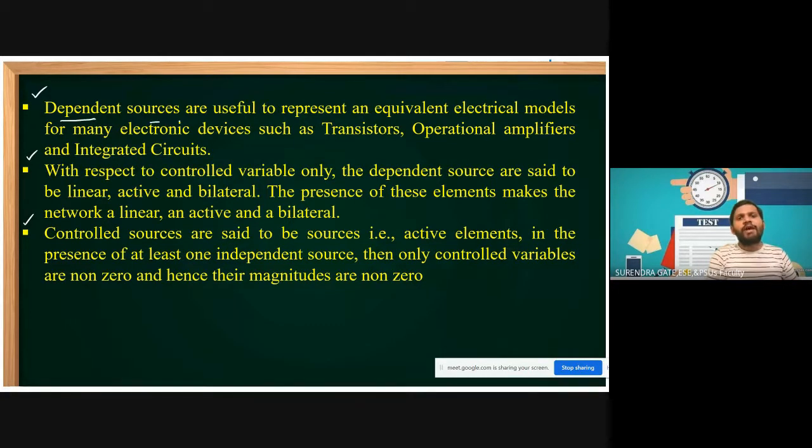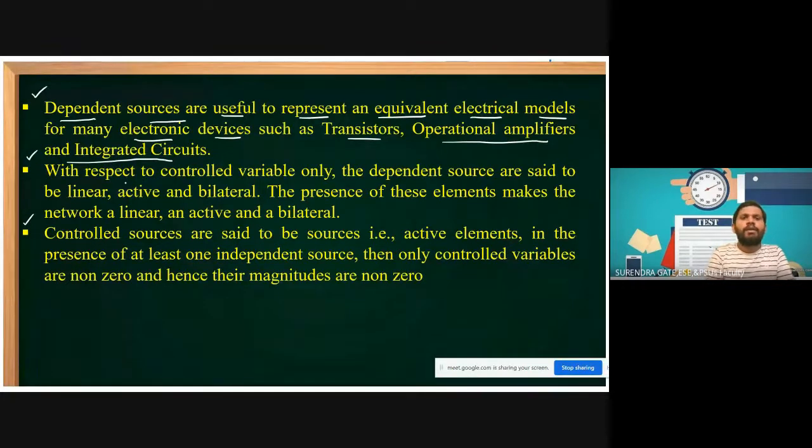The dependent sources are useful to represent equivalent electrical models for many electronic devices such as transistors, operational amplifiers, and integrated circuits. In order to represent electronic models, we can use the dependent source. I think you know already in analog electronic circuits, mainly in the transistor parameters calculation and amplifier analysis, we are using these dependent sources. That's why to represent so many electronic circuit models, we can use these dependent sources. That is one advantage.